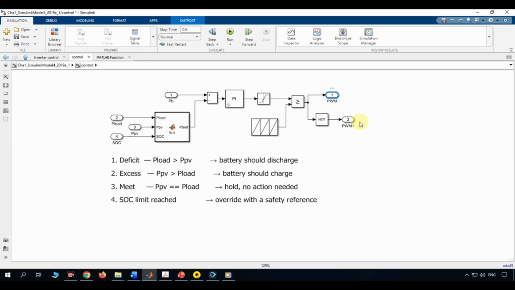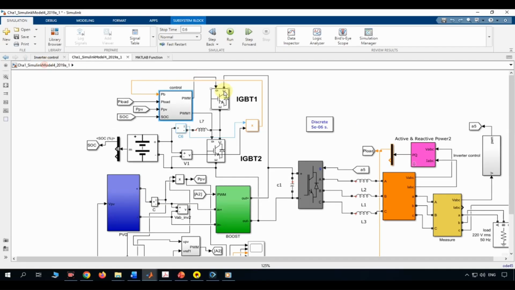And finally, that PWM signal passes through a NOT gate to produce PWM1, the exact logical inverse, driving IGBT2. This guarantees the two switches in the half-bridge are always in complementary states. When one is on, the other is off, which is exactly the behavior a half-bridge needs to avoid shorting the DC bus.